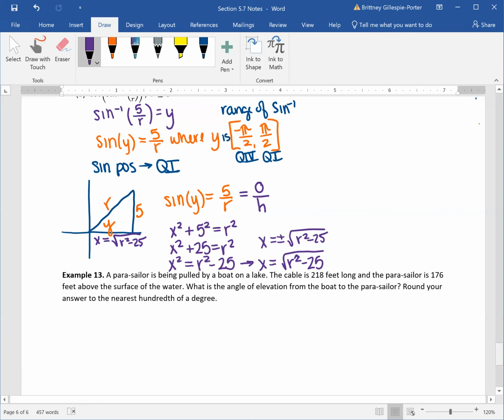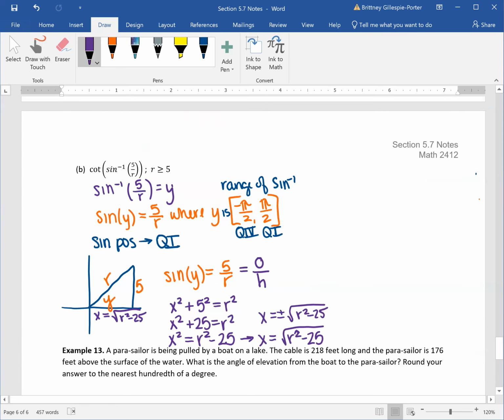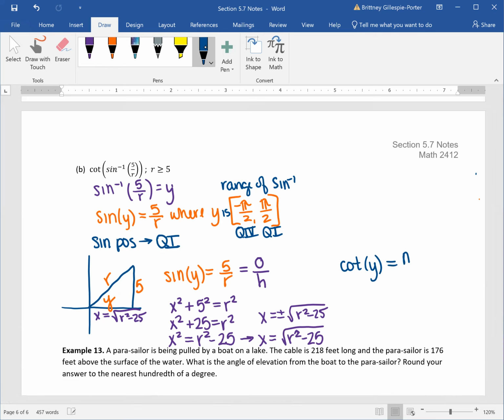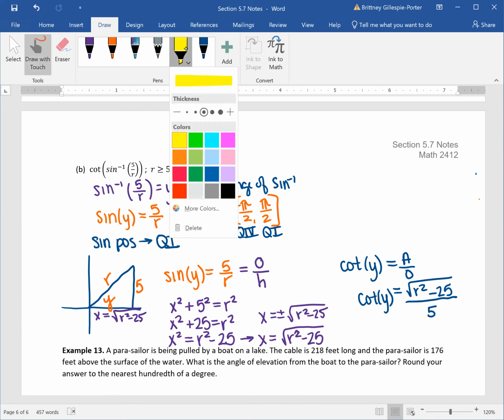And we are asked to find the cotangent of y. And remember, the cotangent is the flip of the tangent. So instead of opposite over adjacent, we have adjacent over opposite, which means that we have the square root of r squared minus 25 all over 5. And you know that we cannot simplify the 25 and the 5, which means that we have our final answer.